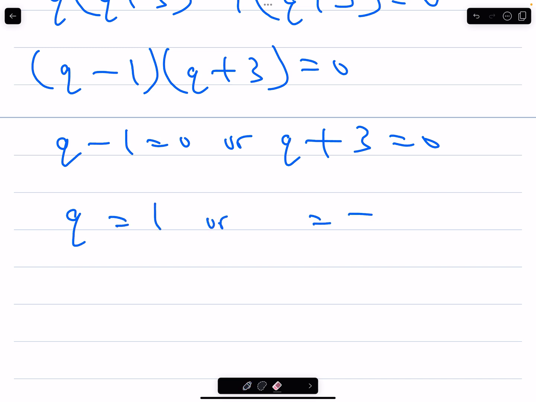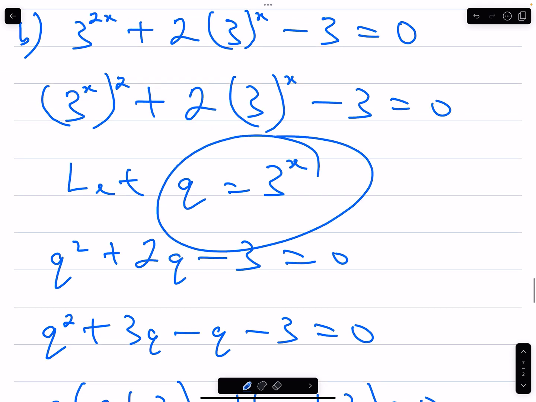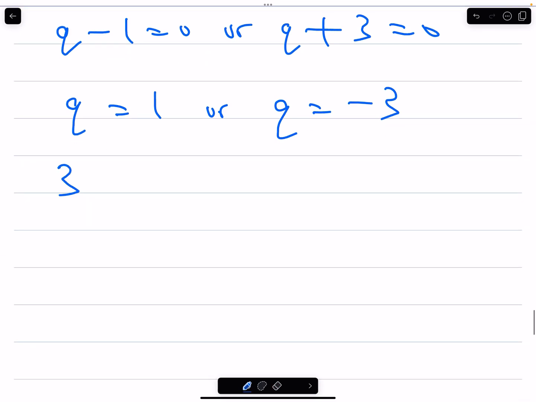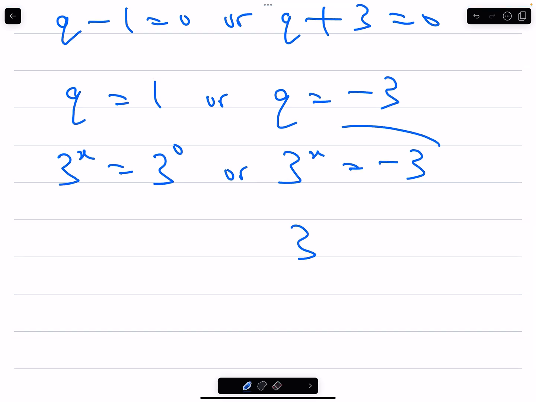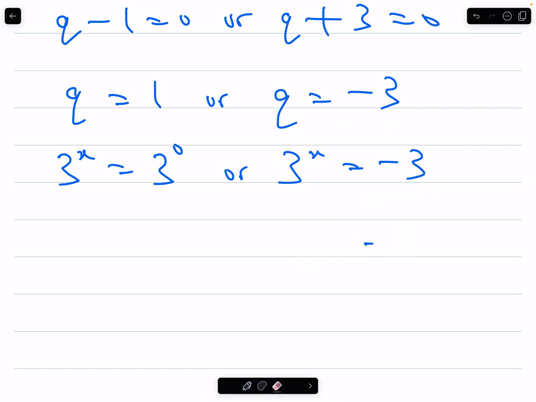But we know that q is 3 raised to the power x. So that means 3 raised to the power x equals 1, and I can write 1 as 3 raised to the power 0, or 3 raised to the power x equals minus 3. Now you have to be careful here. If this were 3 raised to the power x equals 3, it would have been correct to say that's the same as 3 raised to the power 1. But here, the number is negative. Oh no, this is a negative number. So you're going to say it has no solution.